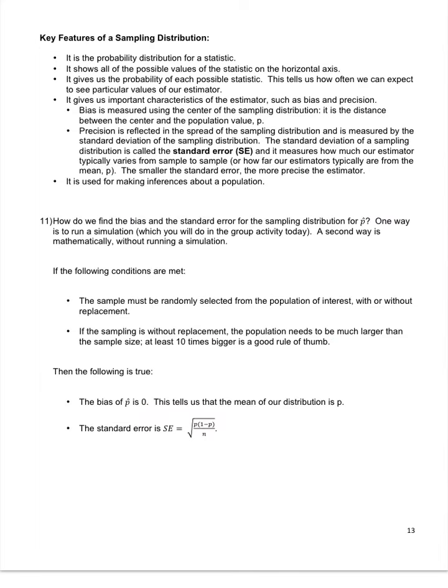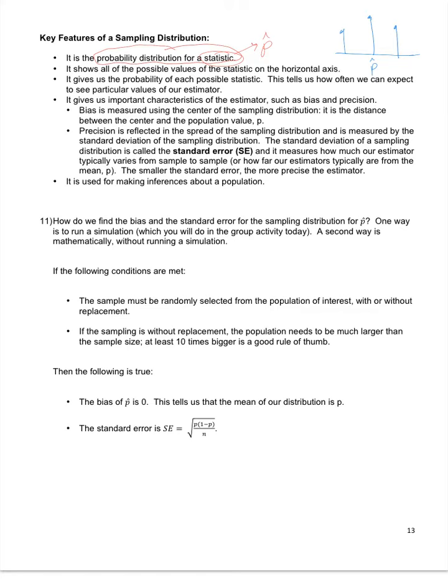All right, so key features of our sampling distribution. Keep in mind it's your probability distribution for your statistic. And our statistic in this case that we've considered so far is P hat, or sample proportion. It also shows all of the possible values of the statistic on your horizontal axis. If you look at these previous distributions we created, I'll just put a rough copy of one up here. You'll remember that P hat was on the horizontal axis. So that's our statistic.